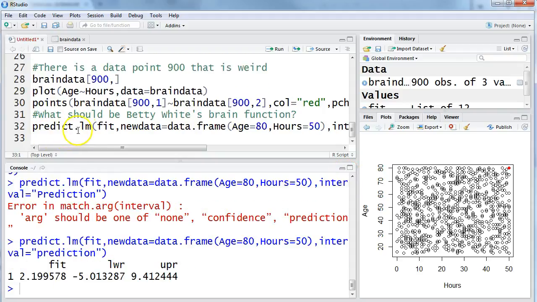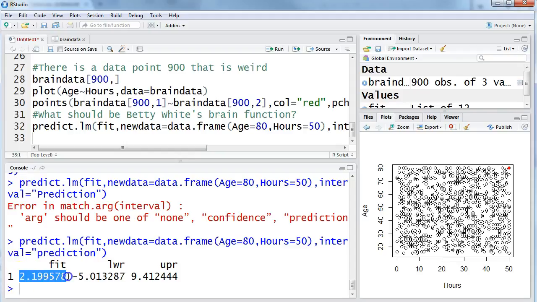Well, I can run a predict.lm and say I want new data with an age of 80 and hours of 50. And I don't know if you guys noticed this, but I got an error at first. And of course the video was paused, so I got away with it. It's because I capitalized prediction. Little things like that can take you a long time. Don't be frustrated. That's how it works. That's why people pay statisticians to do this.